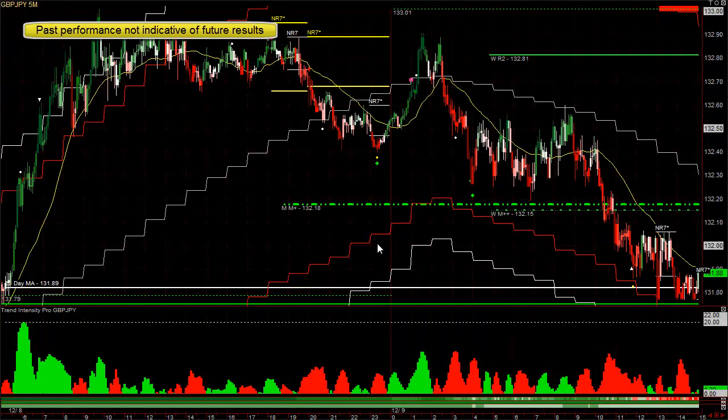Pound yen, the daily, weekly, monthly trend's up. However, most of the day today, it's underneath the hourly. So when it's underneath the hourly, you want to focus on sells. And you had a false breakout to the upside here today.